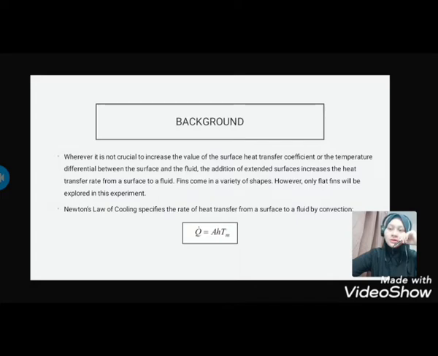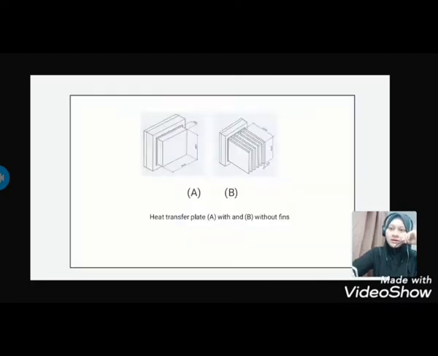This is Newton's law of cooling, which specifies the rate of heat transfer from a surface to a fluid by convection. Here is the heat transfer plate, where A is with fins and B is without fins.